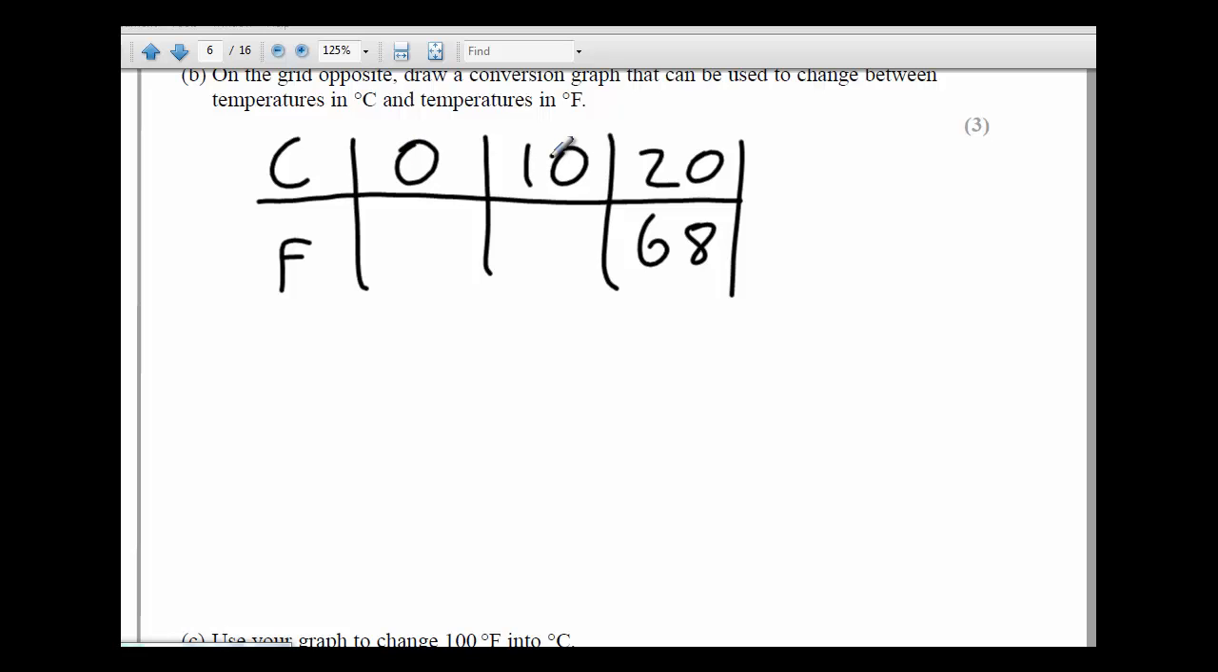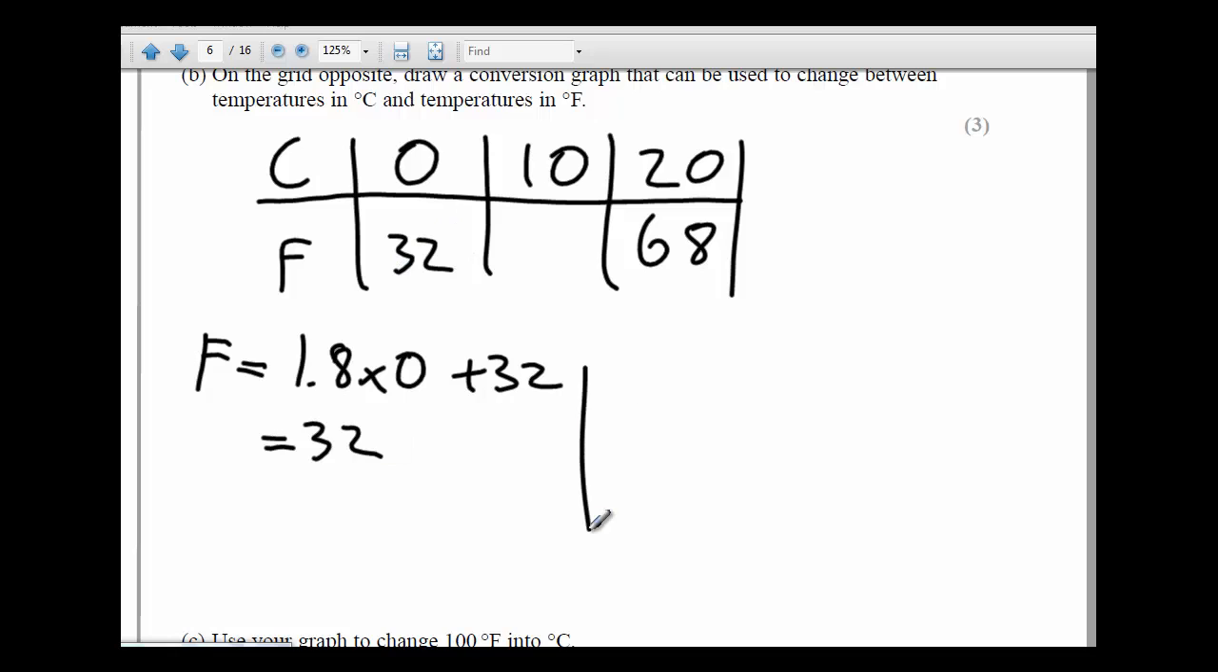So let's take it when it's 0 degrees. So the temperature in Fahrenheit is 1.8 times by 0, add 32. Well, 1.8 times 0 is just 0, add 32, gives me 32.